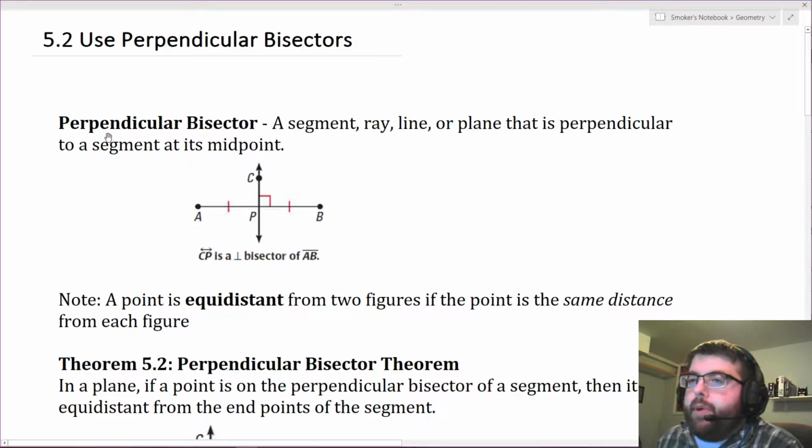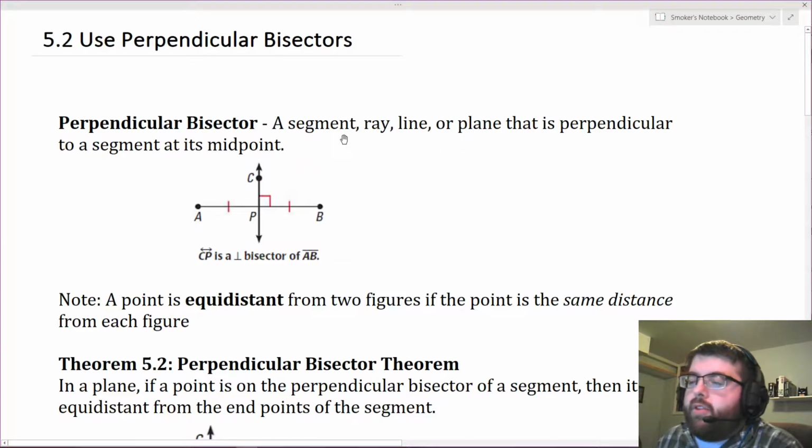So perpendicular stands for 90 degrees. Bisector means midpoint, and a segment. So it has to be a line segment. And if a line, most likely it'll be a line. Sometimes it'll be a ray or another segment. But it also could be a plane.